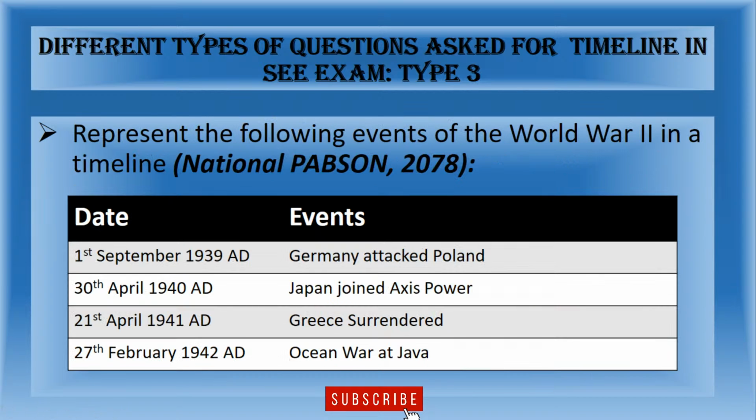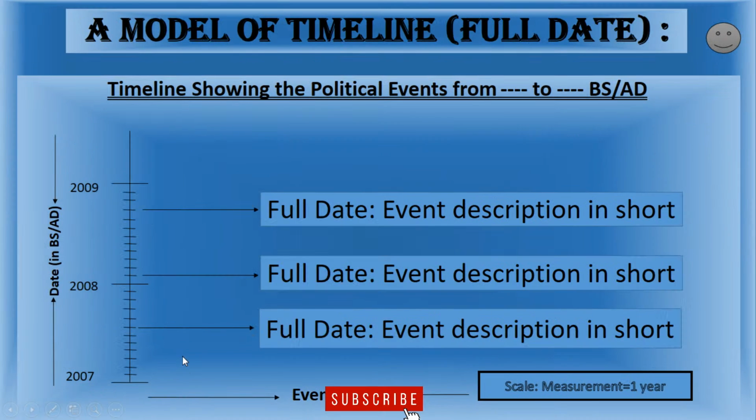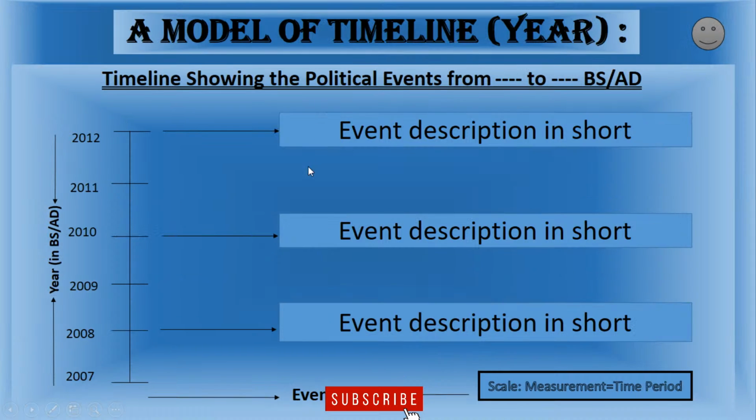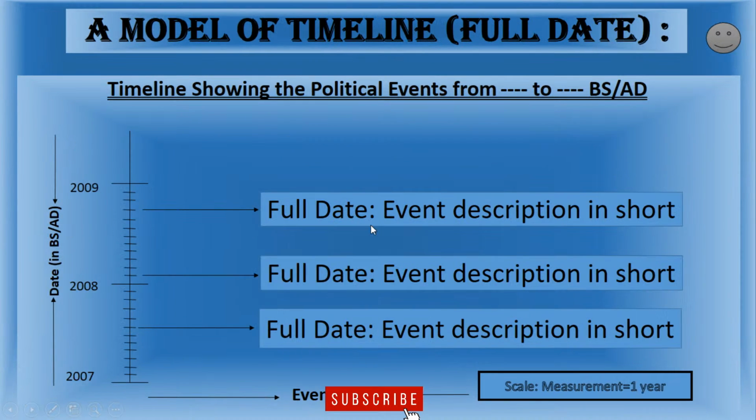So in case the full date timeline has a short time gap like this, we follow this one, keeping the 1 inch and making 11 lines in between two year lines, and you write the description like this. While writing the description, you write the full date also. In a full date timeline you write the full date as well. Here you don't have the full date, but here you must have the full date, after that a short description.